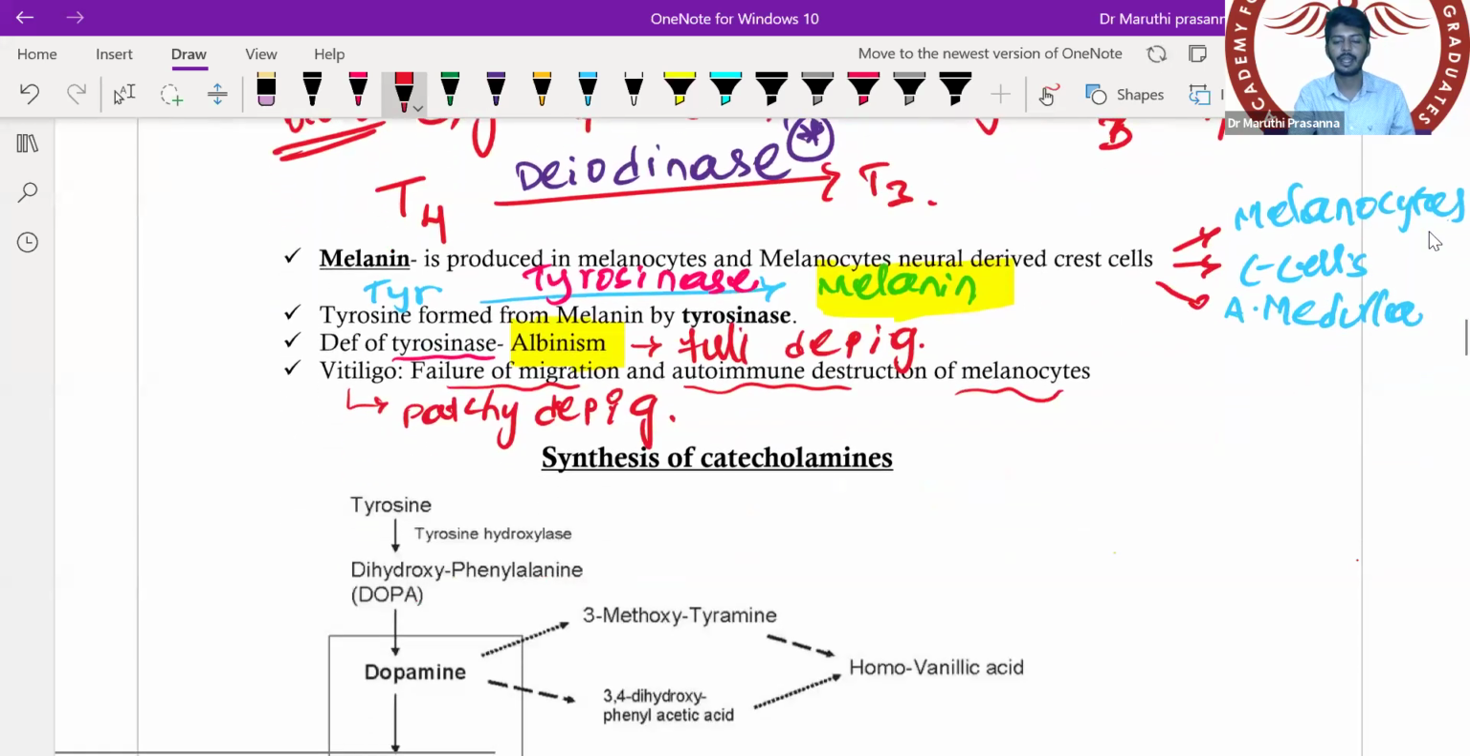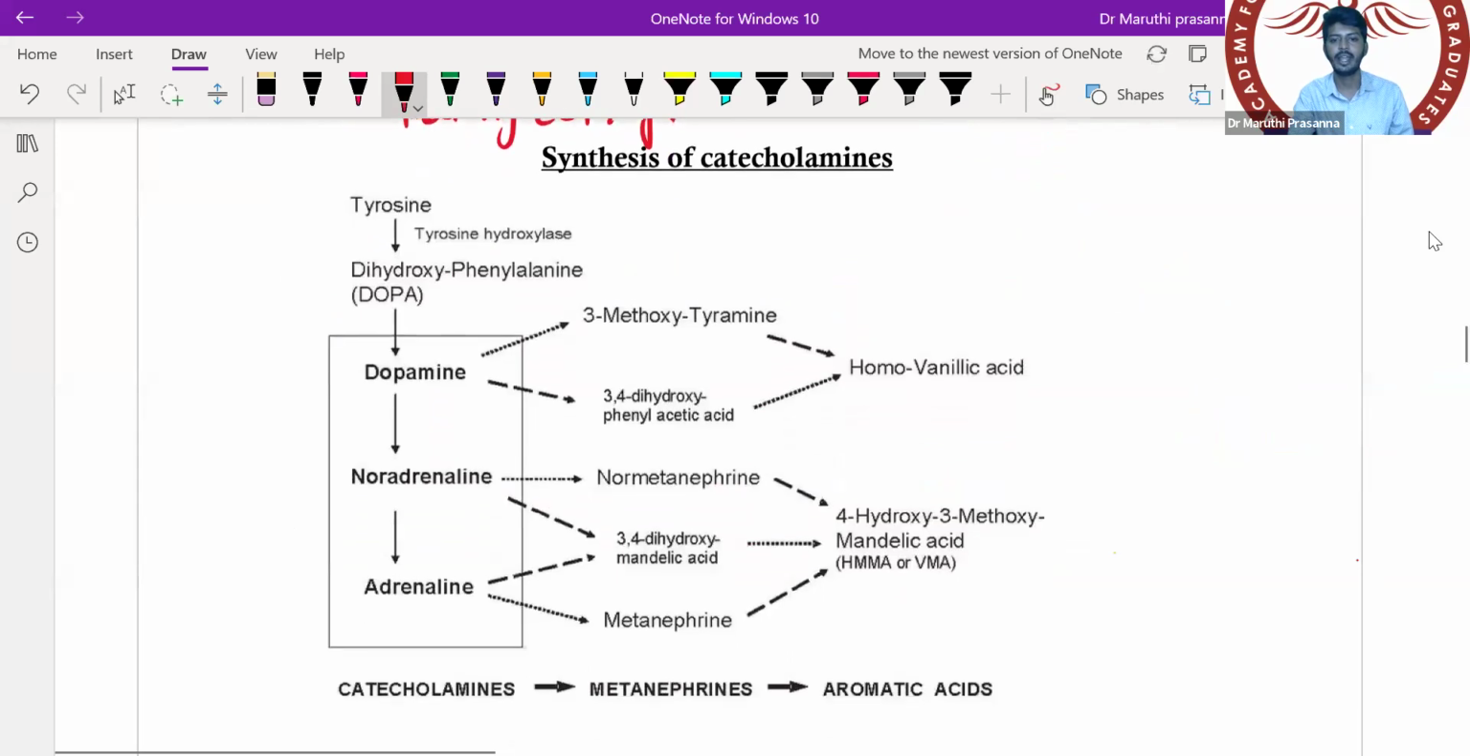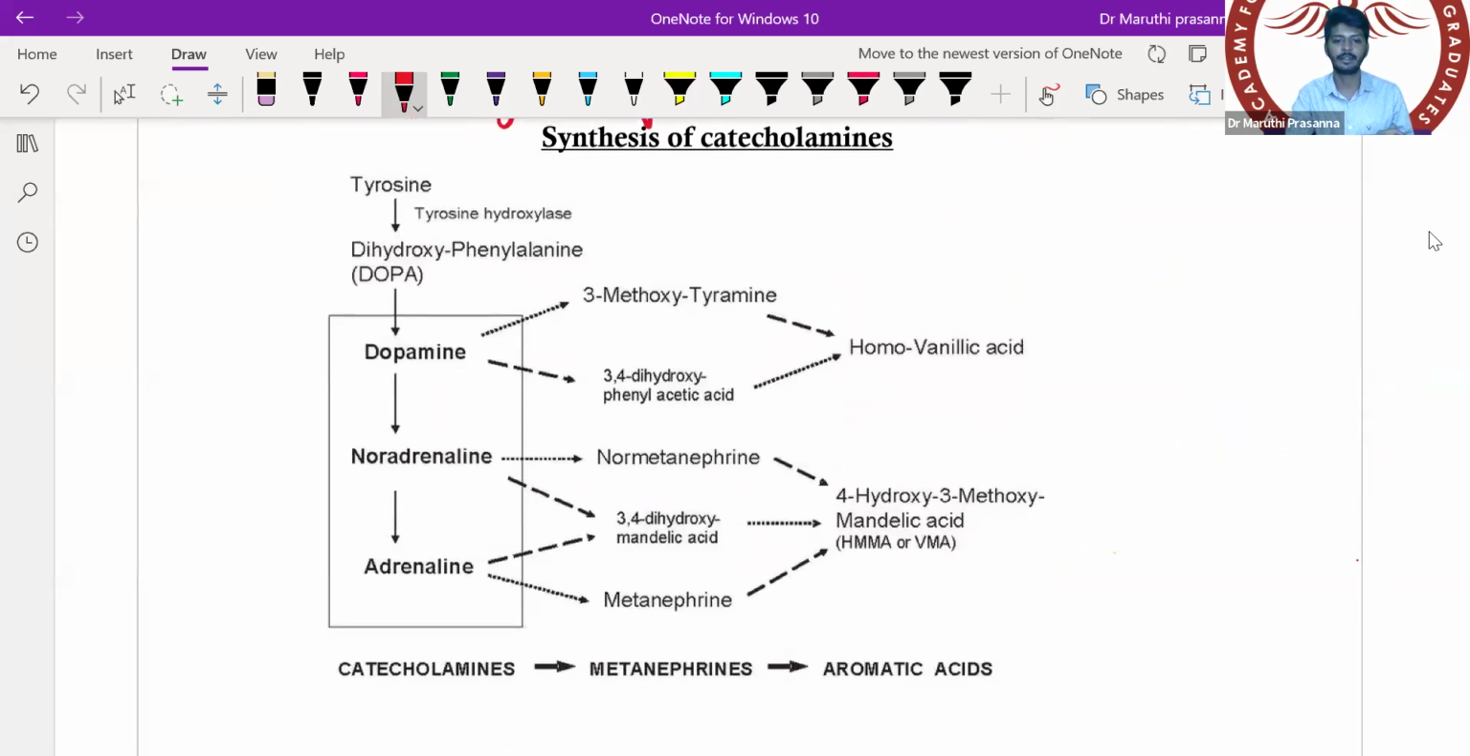I'll continue to the next aspect, synthesis of catecholamines. I will try to discuss synthesis and destruction, both of them together. We have an amino acid called phenylalanine, which went into conversion to tyrosine. Now tyrosine itself is an individual amino acid, so let's start off with tyrosine itself.